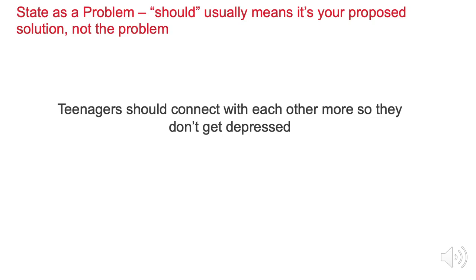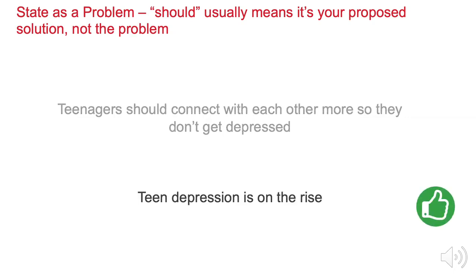So this is an example of a problem that is a solution in disguise. "Teenagers should connect to each other so they don't get depressed." That's really saying that you think the whole reason teenagers get depressed is because they don't connect with each other, and therefore you're telling them they should do something different as a solution. Instead, try something like, "Teen depression is on the rise."